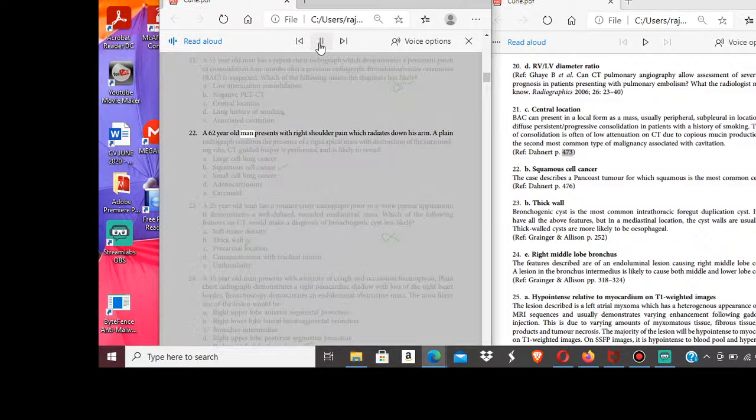22. A 62-year-old man presents with right shoulder pain, which radiates down his arm. A plain radiograph confirms the presence of a right apical mass with destruction of the surrounding ribs. CT-guided biopsy is performed and is likely to reveal: A. Large cell lung cancer, B. Squamous cell cancer, C. Small cell lung cancer, D. Adenocarcinoma, E. Carcinoid.